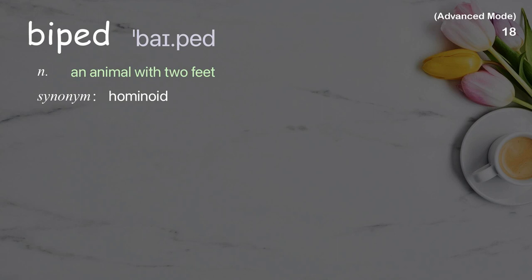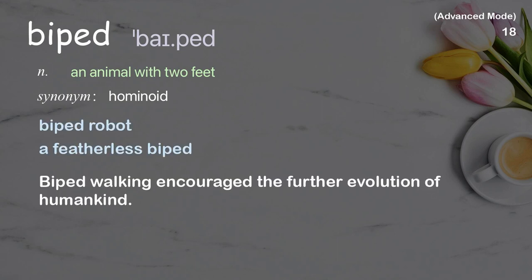Biped. An animal with 2 feet. Examples: Biped robot. A featherless biped. Biped walking encouraged the further evolution of humankind.